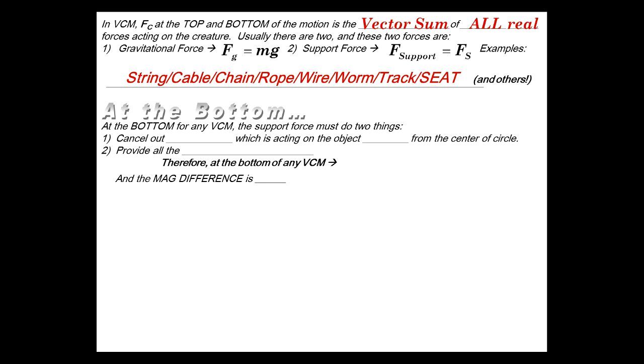Now, let's consider what's going on at the bottom. The bottom will be the same in all situations. The top will take a little more finessing, so to speak. But at the bottom, for any vertical circular motion, relax. The support force has two jobs. What does the support force have to do? Consider for a moment my stopper of physics when I twirl it around, at the bottom here. You can visualize the stopper just hanging off of the string. What job does the string have? Well, it has to support the weight.